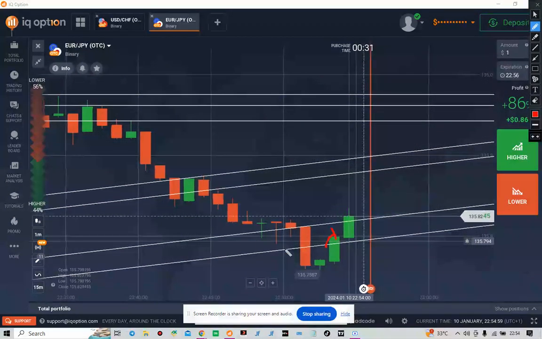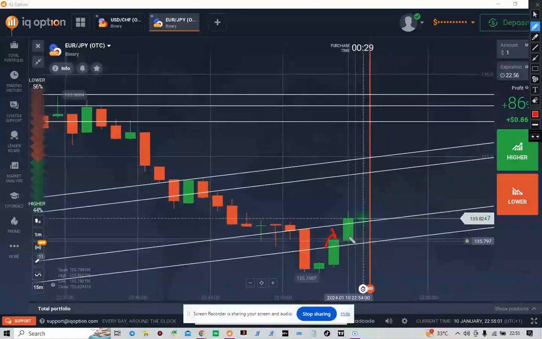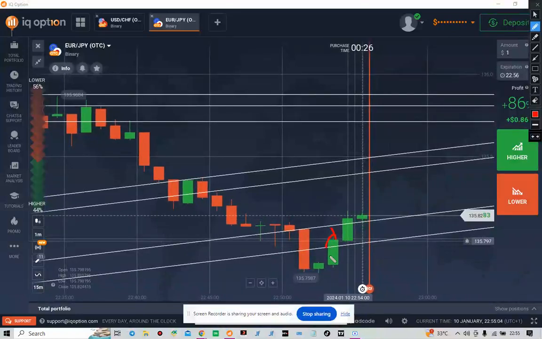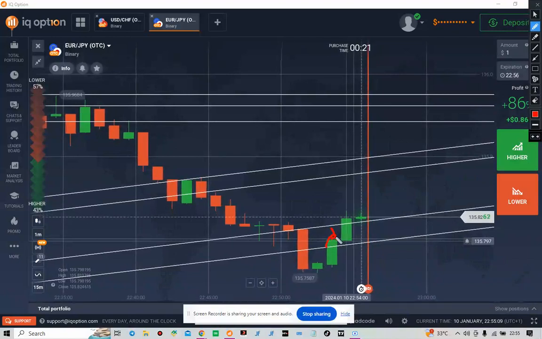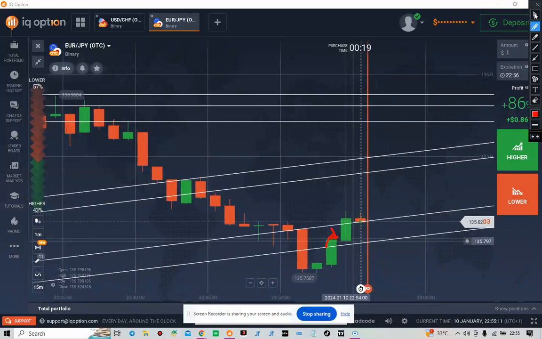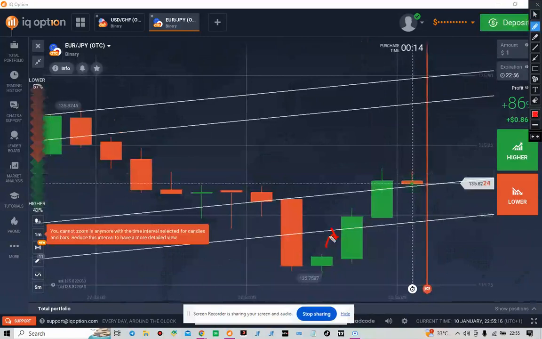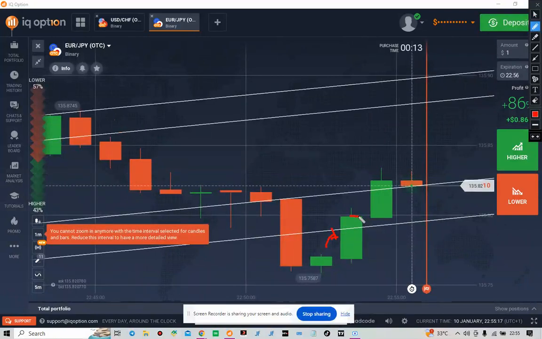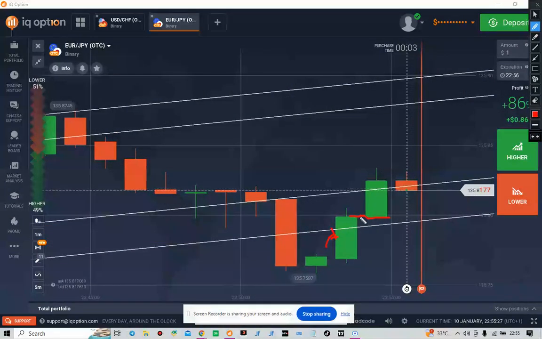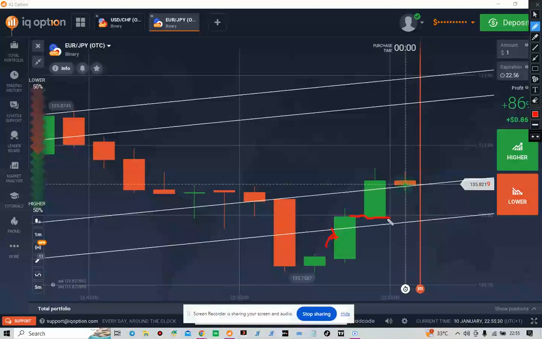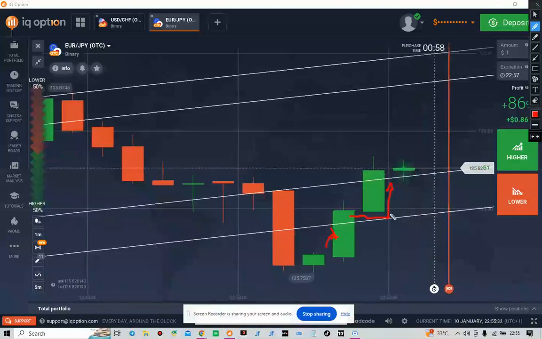Like I said, if there is no gap, sellers will enter. But if there's a gap, buyers will enter. You see that the candle closed here, and the next candle opened here. There was a slight small gap in the market. That is why if a slight small gap happens, the buyers are likely to enter. But if there's no gap, sellers will enter.